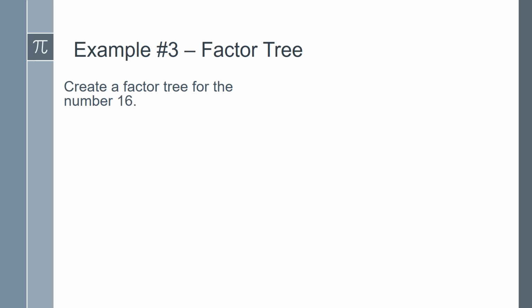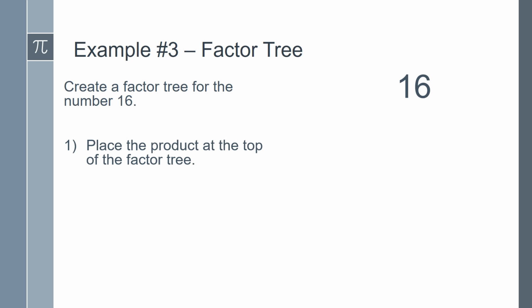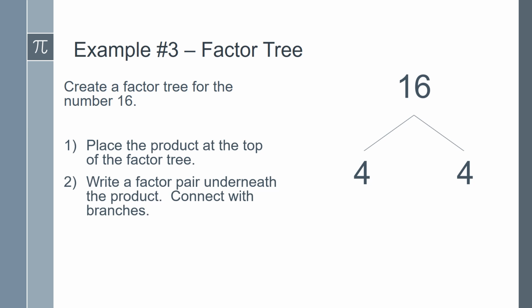Example number 3. Create a factor tree for the number 16. Step 1. Place the product at the top of the factor tree. Step 2. Write a factor pair underneath the product. Connect with branches. You'll notice that I chose the factor pair 4 times 4, but you can choose any factor pair of the number to make this work.